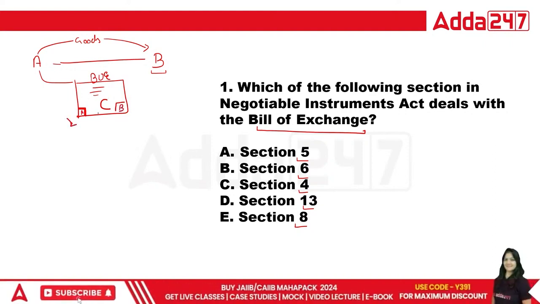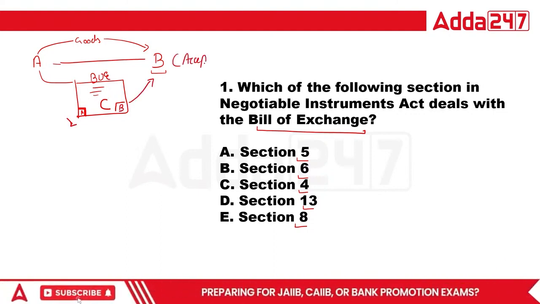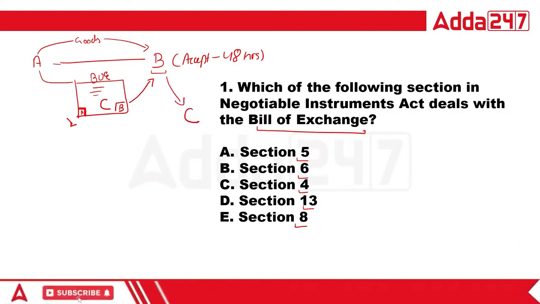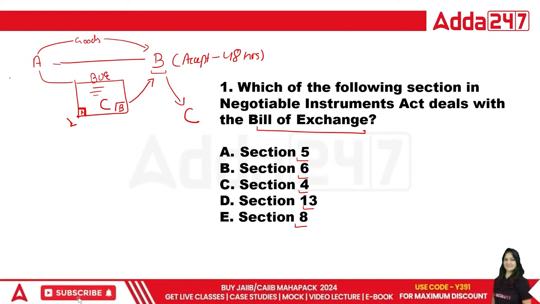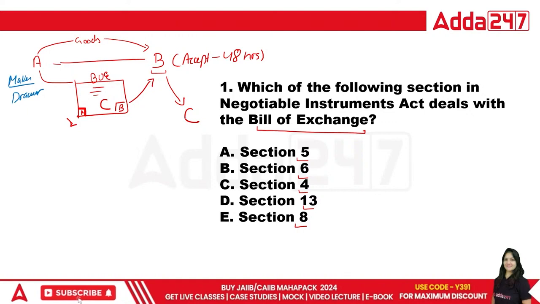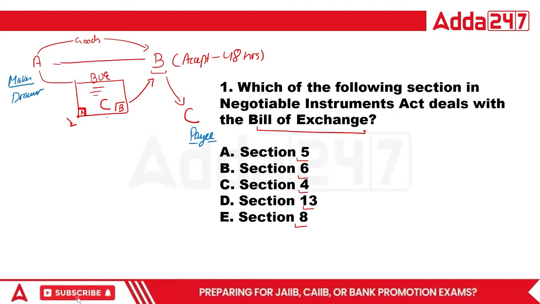Because when A signs this document, he will send it to the B person, and the B person has to accept it within 48 hours. That is a rule. Within 48 hours. Okay, and then after that, give it to the C person. So in the bill of exchange, you can see there are 3 parties. The first is the maker. Who is the maker? A is the maker. You can also call the maker a drawer. After that, the C person is called the payee. Okay, and this B person is called the drawee.